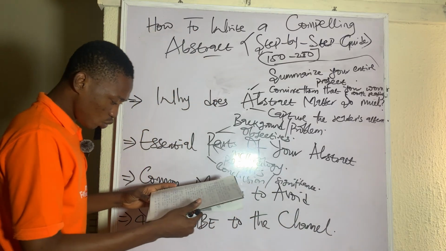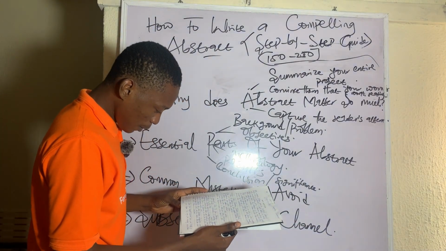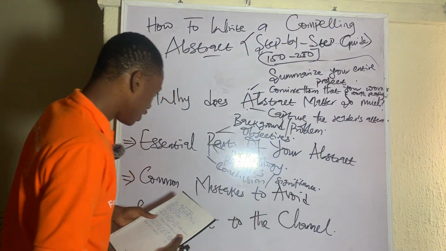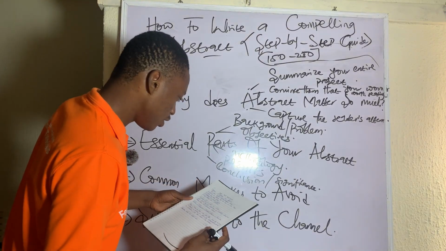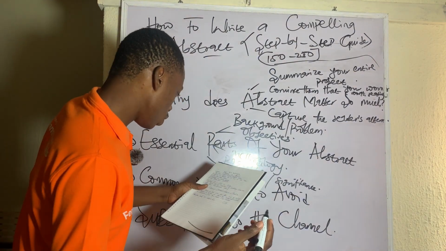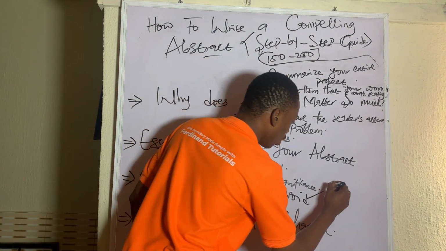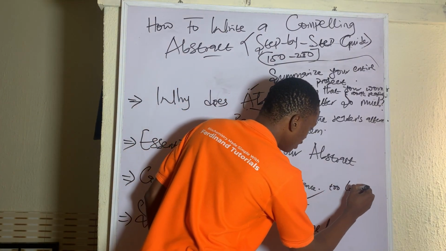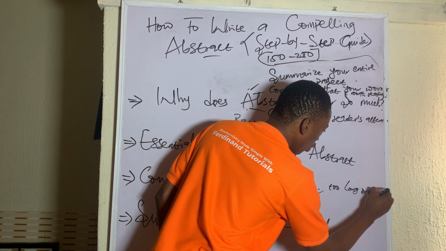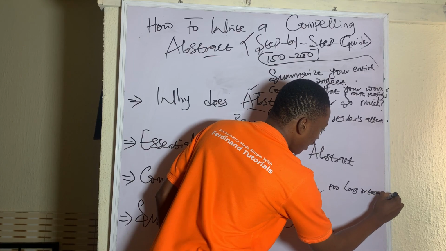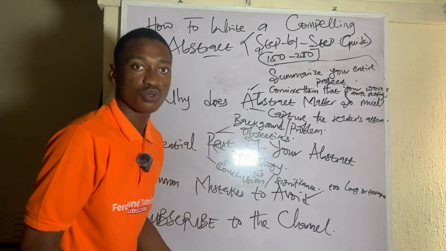Now, I want you also to look at the mistakes. Let's look at the common mistakes to avoid. The first one is that you must avoid an abstract that is too long or too vague. Avoid an abstract that is too long or too vague.